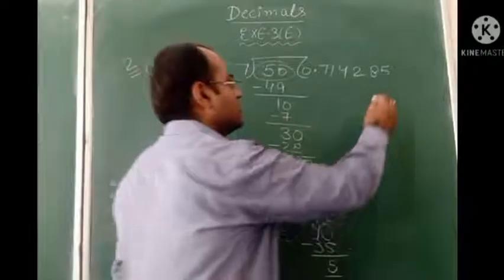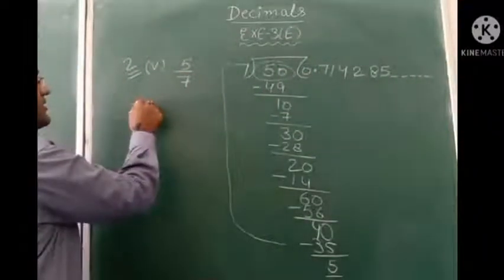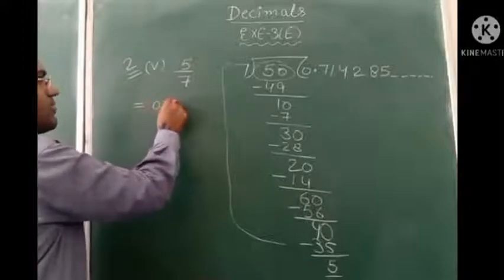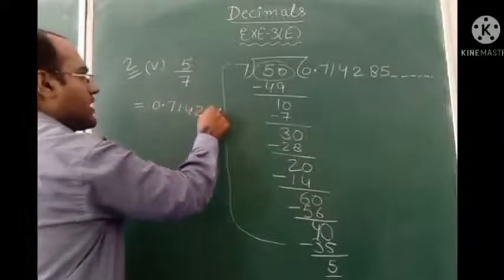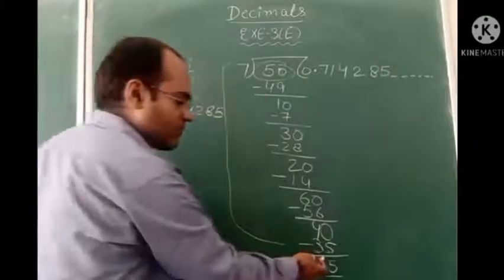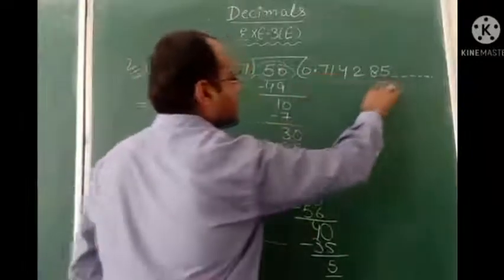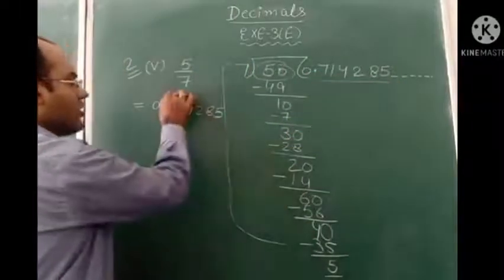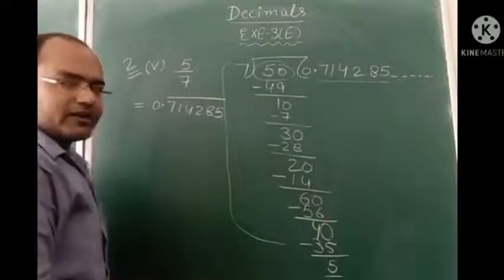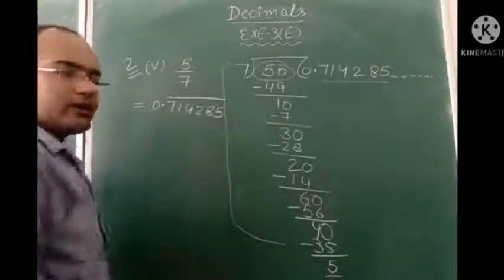That means this full answer will repeat again. So what we will do? Here we will put so on. On dividing these numbers, we are getting 0.71425, and after that remainder is 5. This 5 will become 50, and this work will come again. So that means all these values will repeat again. So these all values are repeating values, so we have to put here bar. So like this we have to do part number 5.